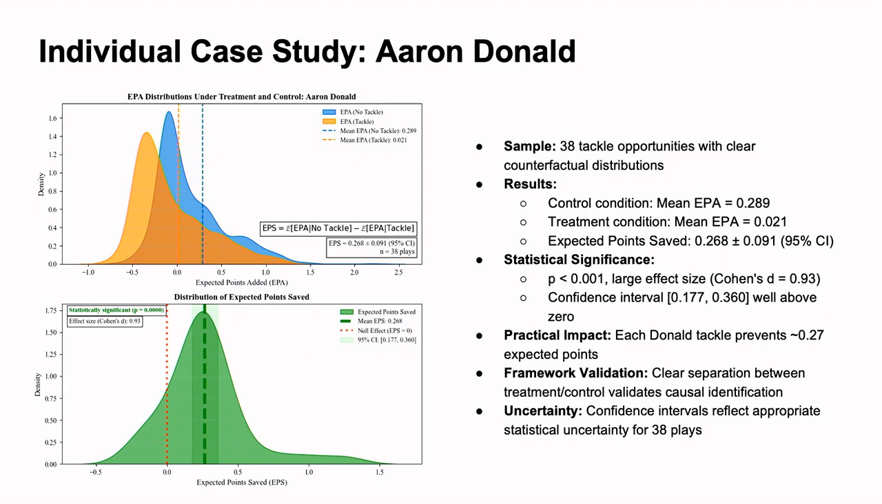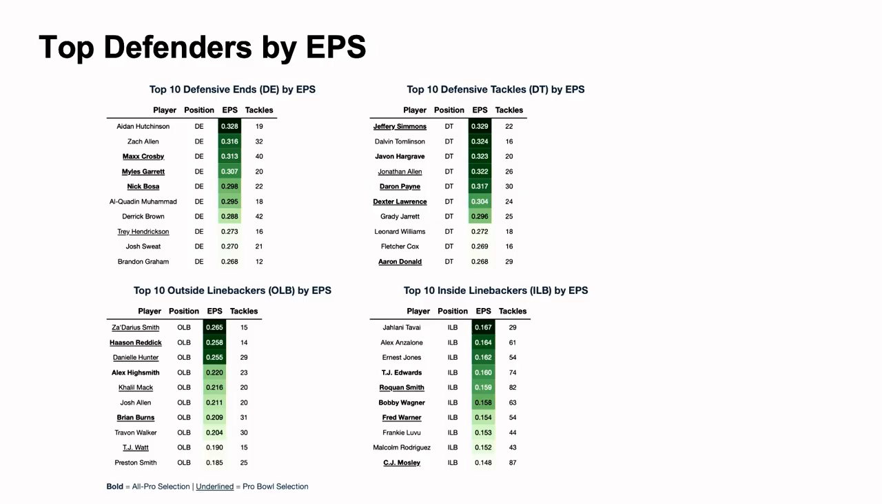We can see Donald's expected points saved is 0.268, and that means that each Donald tackle prevents around 0.27 expected points. And we can see here there's a clear separation between treatment and control, which helps to validate the causal identification for this individual player. And then we can also create confidence intervals to measure uncertainty regarding the small sample size.